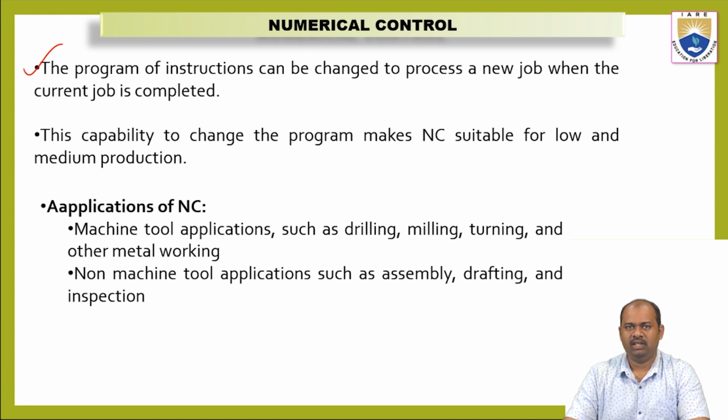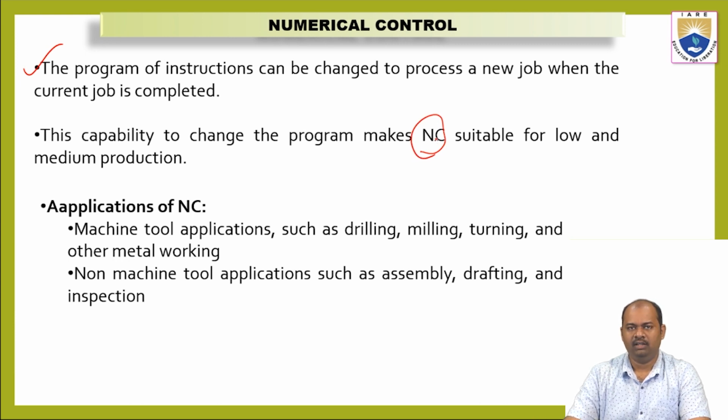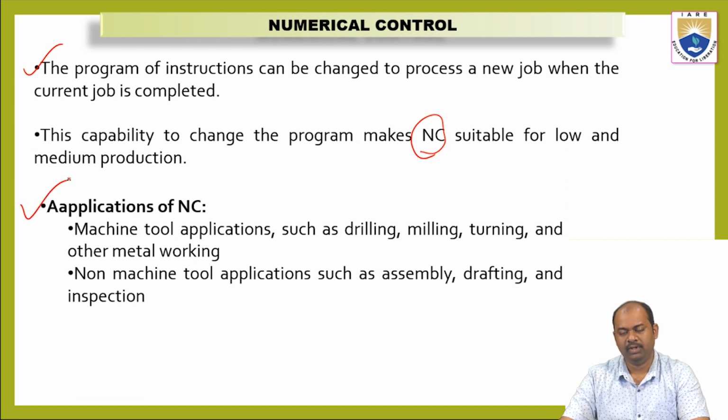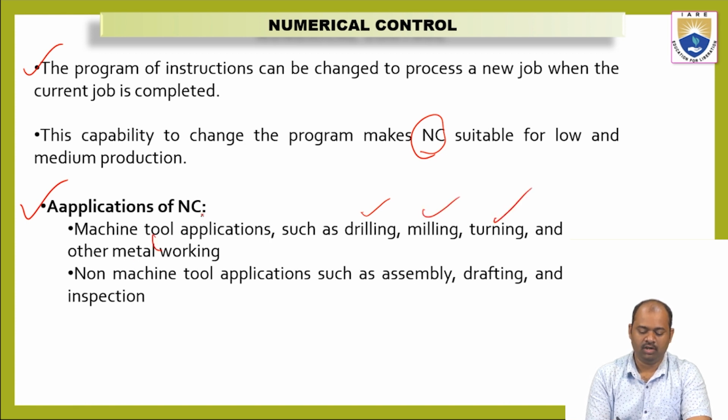So while we are manufacturing a tool or a workpiece, we can go to the NC board panel and change some codes, so that the output program can be modified in such a way as to get the required shape and size of the object. Now we'll see some of the applications of numerical control systems. The first application is machine tool applications such as drilling, milling, turning and other metalworking operations.